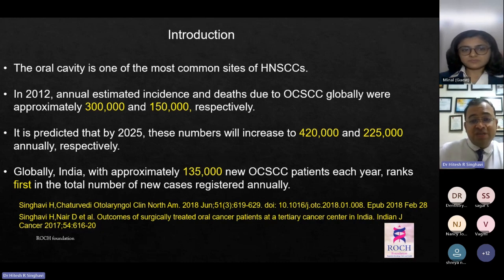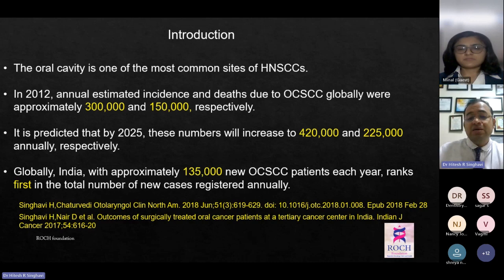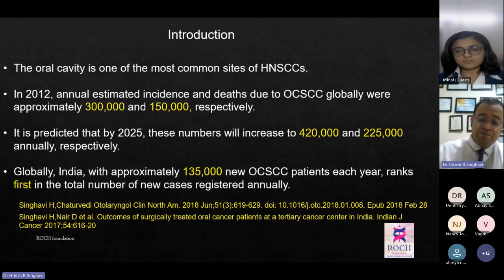60 to 70% of these cases present to us in an advanced stage. That means even after treatment, the survival is close to 60%. It is 40% of even those individuals whom we treat, they do not make it beyond 1 year. So our aim is to catch them early, because survival of early stage cancer is more than 90%, and also the morbidity or the deformity associated with early stage cancer is significantly less.